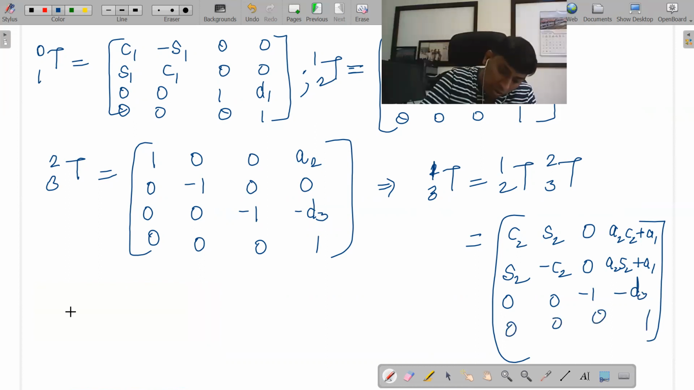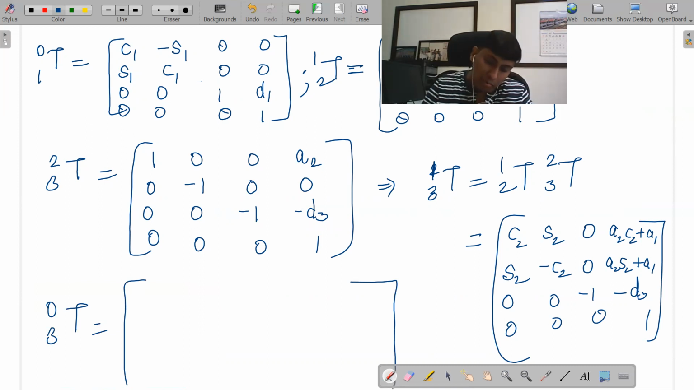Now I want to find 0 to 3, so I multiply this with this. What will I get? I'm just multiplying first row, first column, which gives C1 C2 minus S1 S2. Okay, so first row, second column, you can see C1 S2, minus of minus, plus S1 C2. And the first row, third column, fortunately 0. Third row, fourth column, you can see.